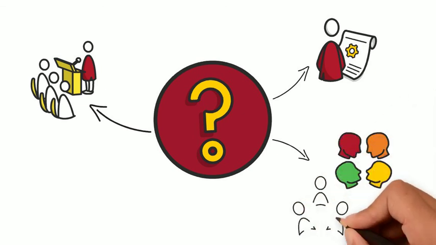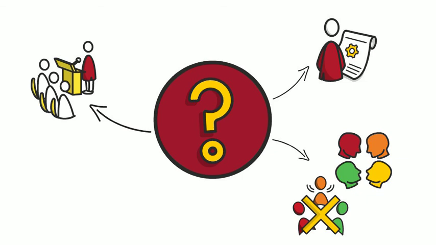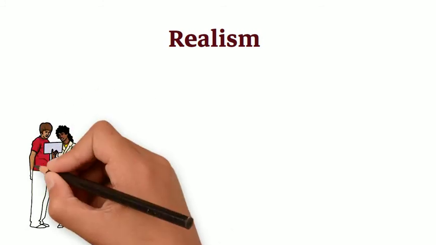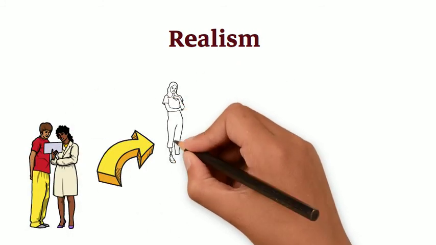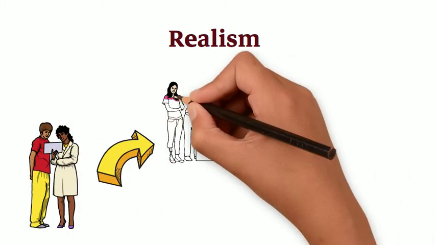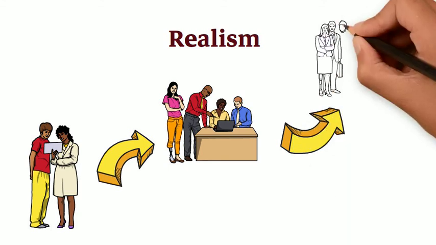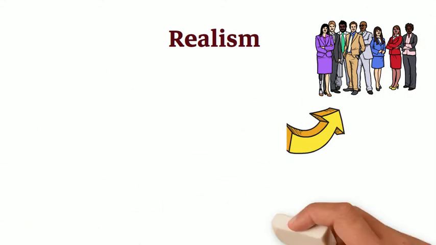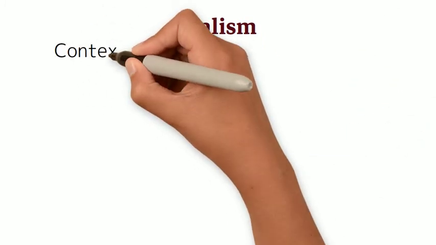Realist evaluation is based on the philosophy of realism and tries to objectively understand how an intervention works, with recognition that interventions are complex and change over time. Realism can be understood through the concepts of context, mechanism, and outcome, also known as CMO.